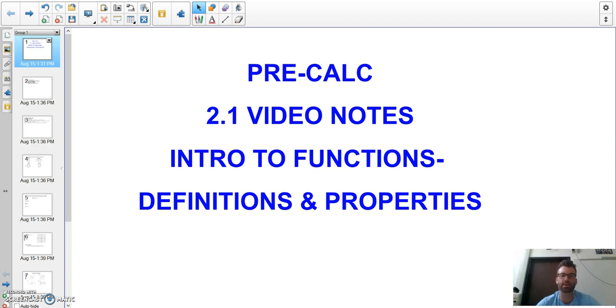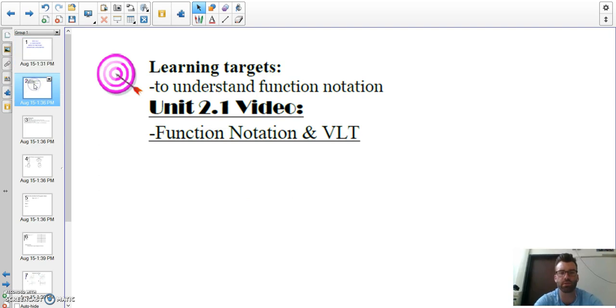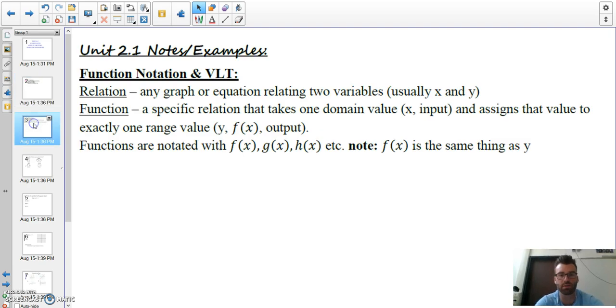All right. So today we're going to introduce functions and definitions. Our learning targets of the day are to understand function notation, and to talk about the vertical line test and the difference between a function and a relation. Okay, so let's dive right in.